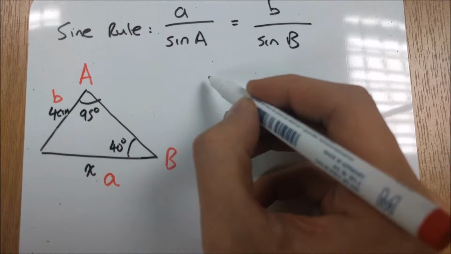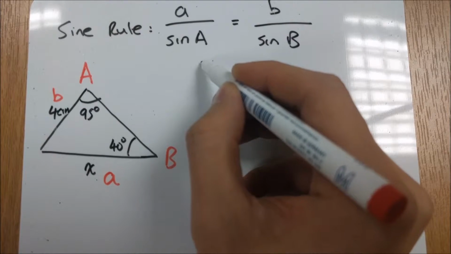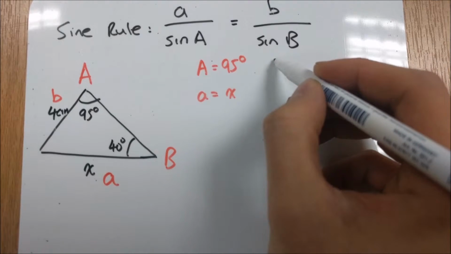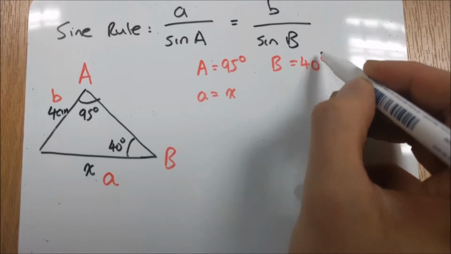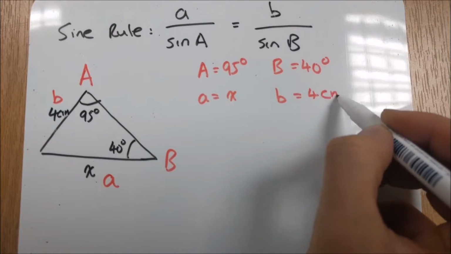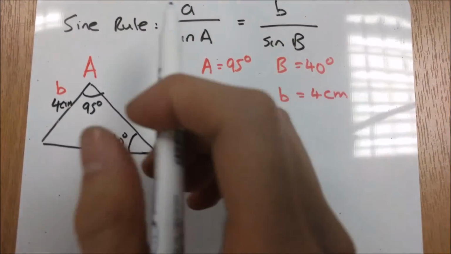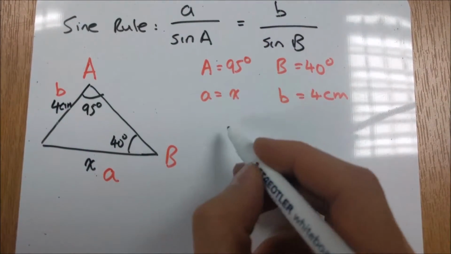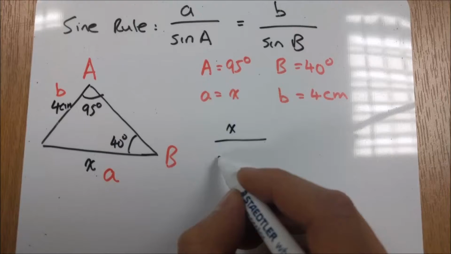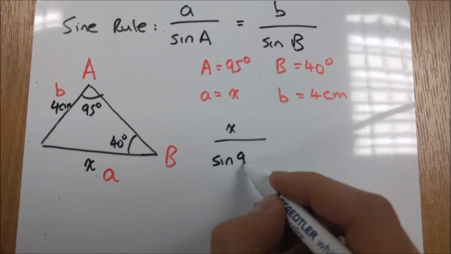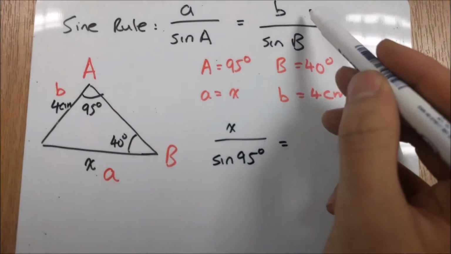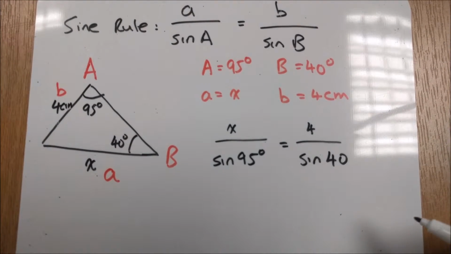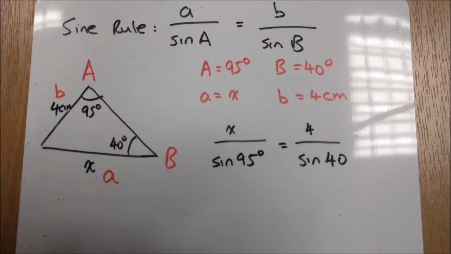Now every time you do this, you want to write out these values. So capital A is 95 degrees, small a is my unknown x, capital B is my 40 degrees, and small b is 4 centimeters. Once you have these values, all you need to do is insert them into your equation. So I have a over sine A, my small a is x, over sine of capital A, which is 95 degrees. Small b, which is 4, divided by sine B, which is sine 40. And from there, it's just a simple matter of solving the equation.